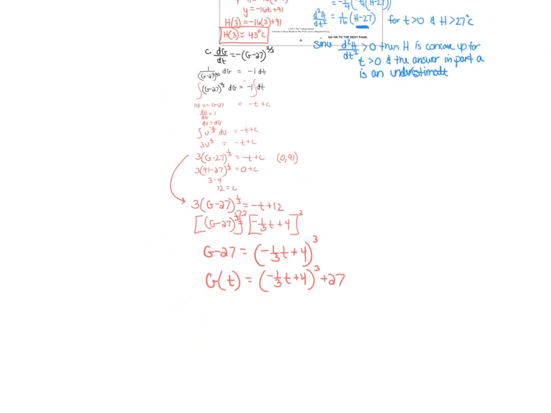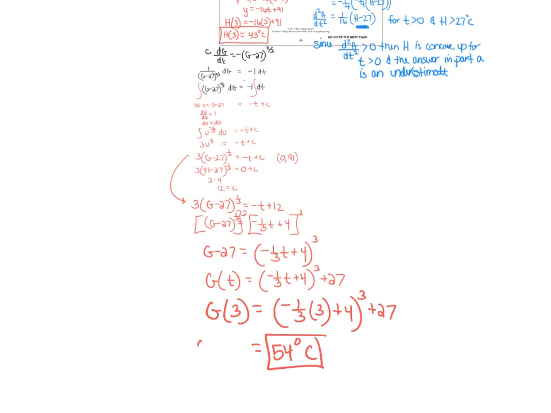And we're going to use that model to evaluate the temperature at 3 minutes by plugging in 3 for t, which gives us 54 degrees Celsius.